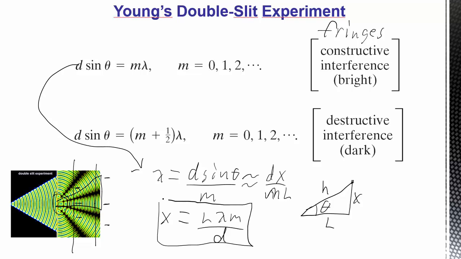And so this is going to allow you to solve for the actual location of a bright fringe on a screen that is a length L away. d is still the slit separation for the double slits. m is still the number of the fringe you want.